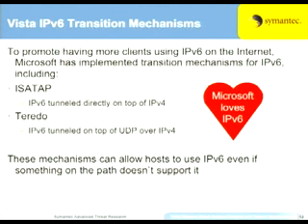Okay, and because Microsoft loves IPv6 so much, they want to promote more clients to be able to use IPv6. They've implemented a number of transition mechanisms, including ISATAP, which is IPv6 tunneled directly on top of IPv4, Protocol 41, and Teredo, which is IPv6 tunneled on top of UDP on top of IPv4. These mechanisms can allow hosts to use IPv6 even if something on the path to your IPv6 peer doesn't support IPv6. So they do that by tunneling.